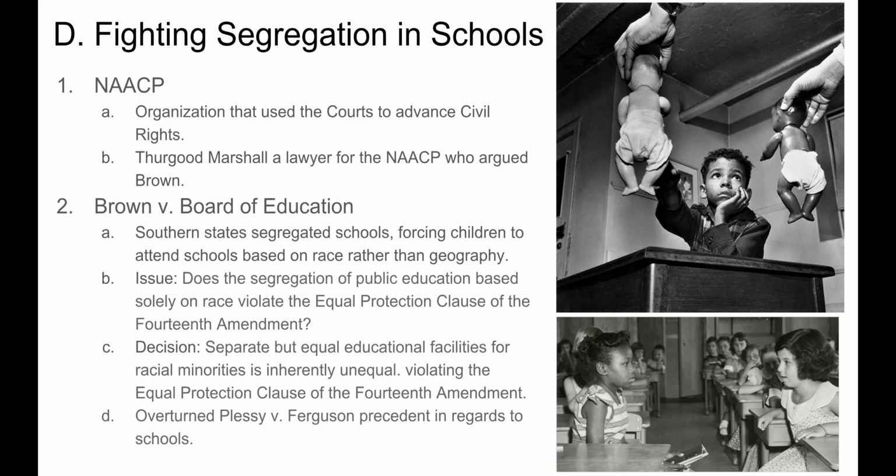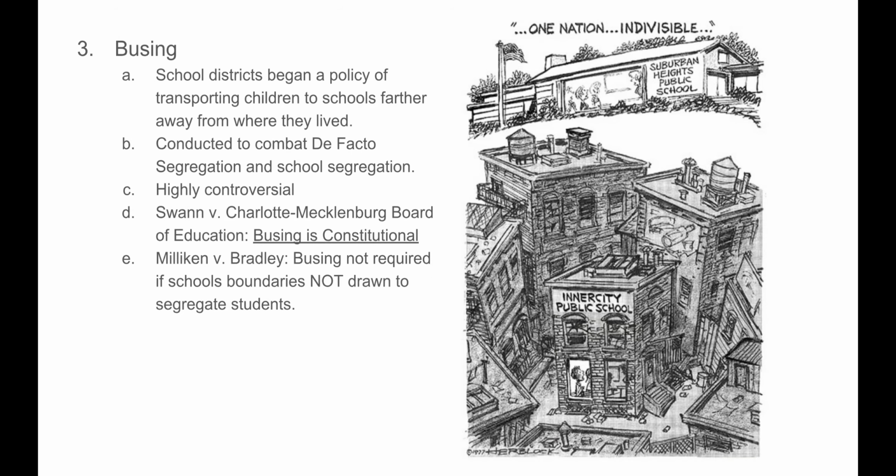Using this as part of the argument, they will show that just by segregating children based on color, whether or not the schools are themselves equal in quality isn't the point. Just by separating individuals on these purposes, you are teaching these children that they are not equal, and therefore it can never be equal. So this overturns Plessy v. Ferguson in regards to schools and begins the first big chip in the Jim Crow era. So let's move on to busing.